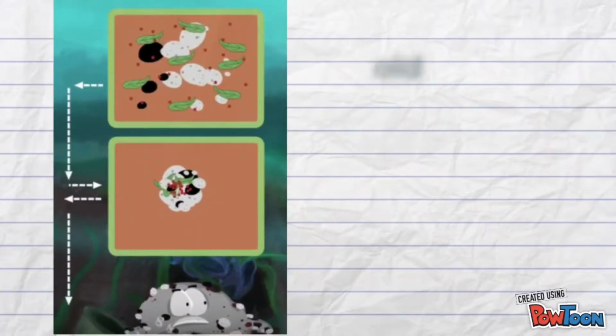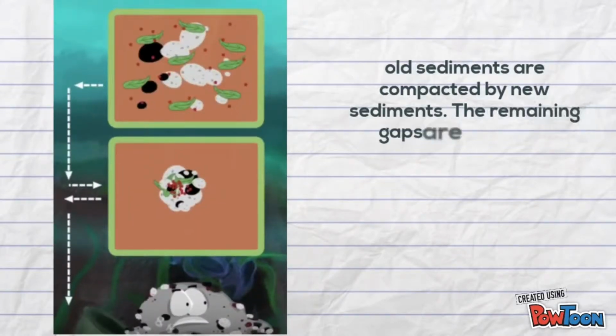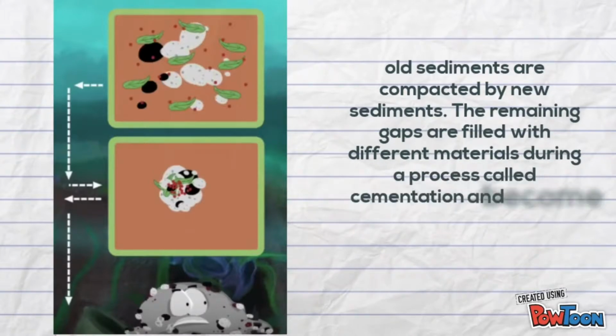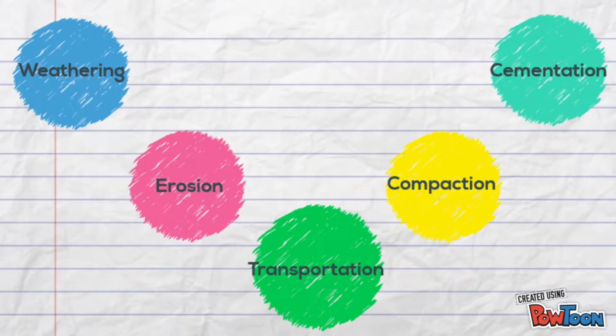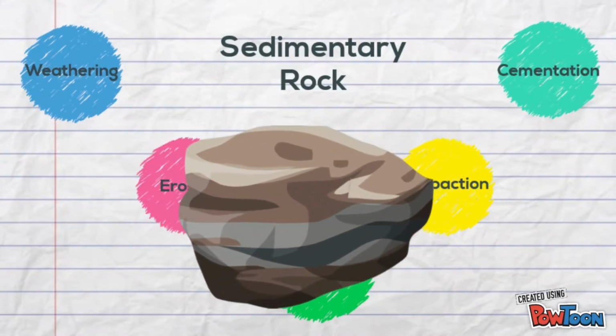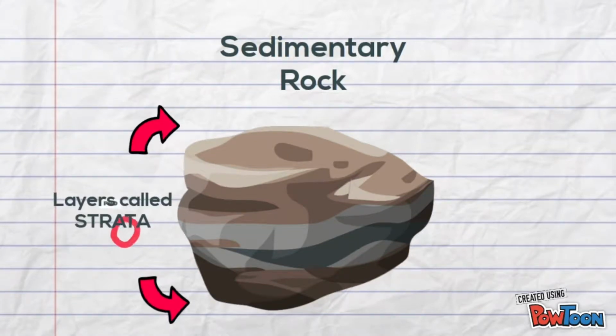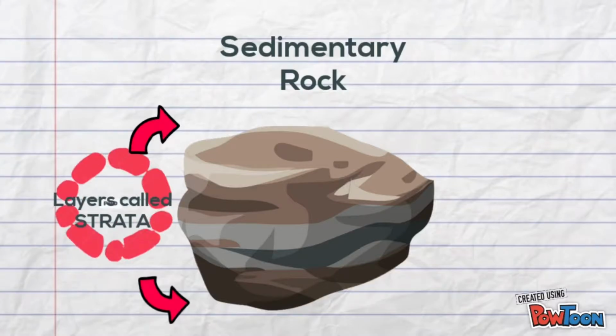Once transported to a specific location, old sediments are compacted by new sediments. The remaining gaps are filled with different materials during a process called cementation and become sedimentary rocks. With weathering, erosion, transportation, compaction, and cementation, rocks become sedimentary rocks. Sedimentary rocks are arranged in layers called strata. Now let's move on to the final type of rock, metamorphic rock.